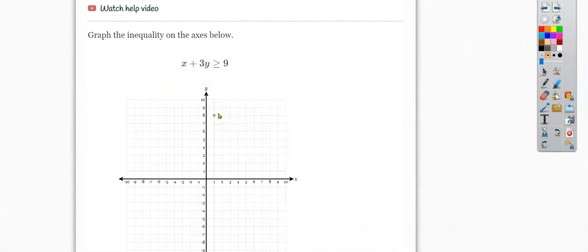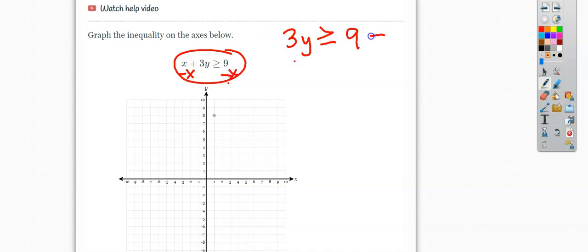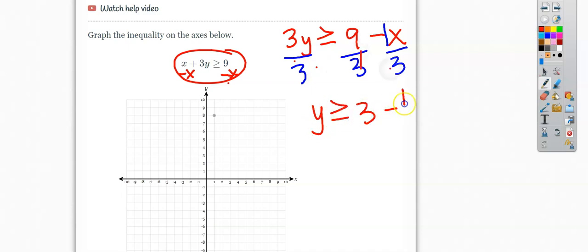Later this week, we are solving or graphing the solutions to linear inequalities. So we're going to rewrite this by isolating y. I'm going to subtract x from both sides, giving me 3y is greater than or equal to 9 minus x. I'm going to divide every term by 3. And if there is no value, remember you put a 1 on top here. So it looks like I have y is greater than or equal to 3 minus 1/3 x.